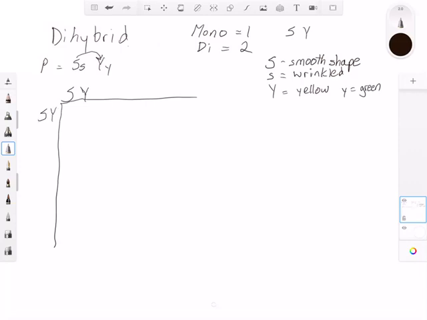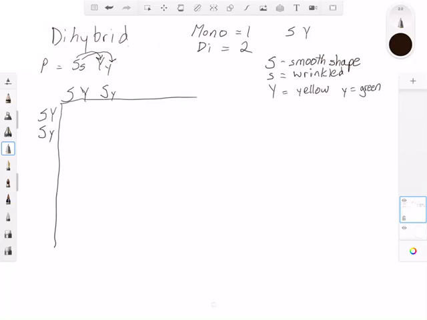So you just do this, right? You put one on top and one on the side. And then I take the capital S and I distribute it. It's kind of like math, if you've ever done like distributions with math. So now I have another possible genotype as capital S, lowercase y on both sides. So you do this to the top and to the side.